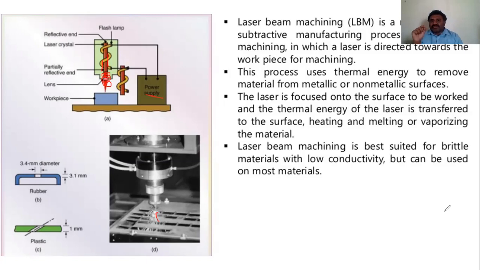And here the laser is focused onto the surface to be worked, and the thermal energy of the laser is transferred to the surface, as I said just now with the red color in this diagram.